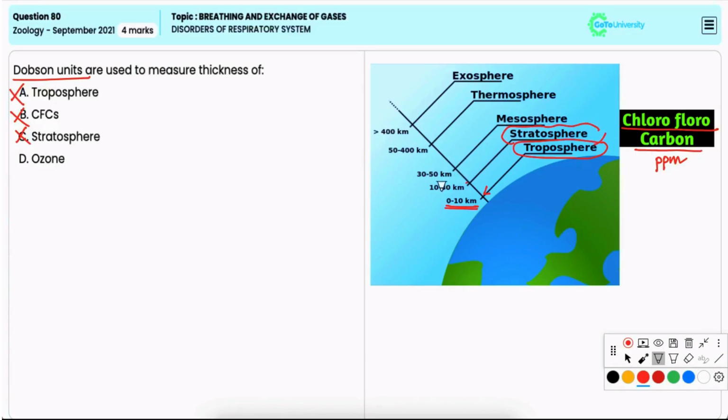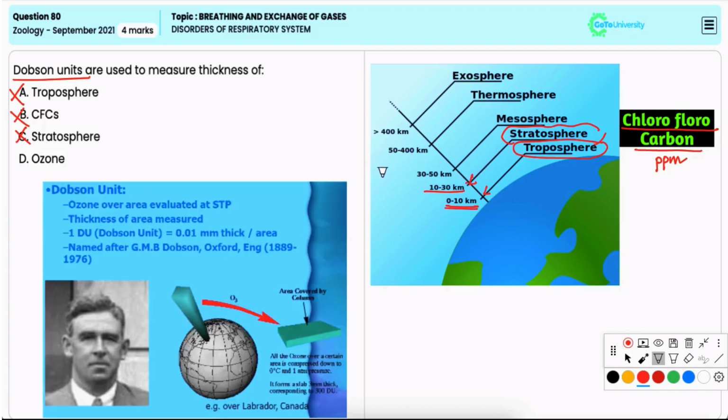Option D, ozone. Now, Dobson units are used to measure the total amount of ozone in the Earth's atmosphere, particularly in the stratosphere. And one Dobson unit represents a layer of ozone that would be 0.01 millimeters thick under standard temperature and pressure. Hence, it is the correct option.